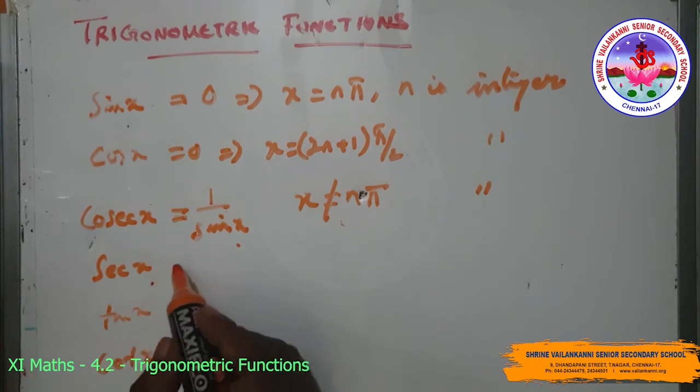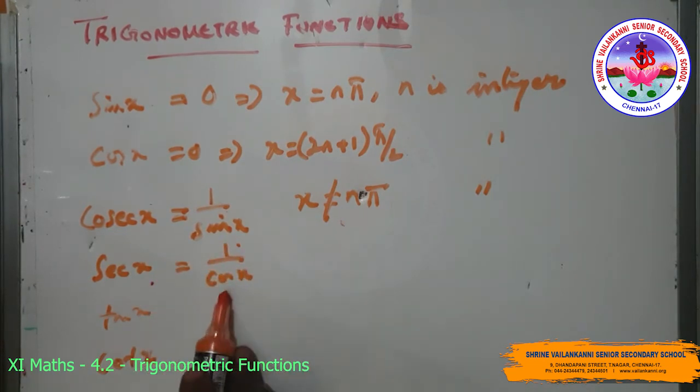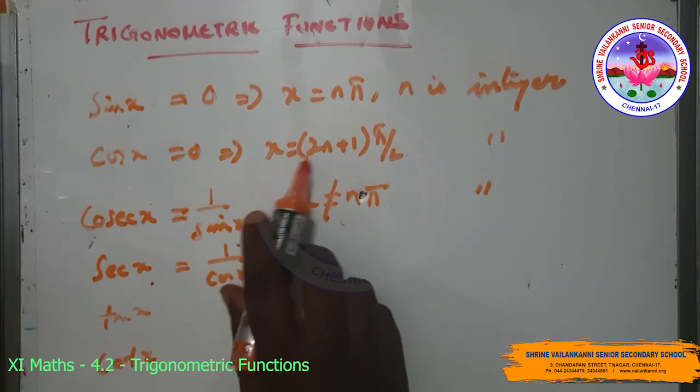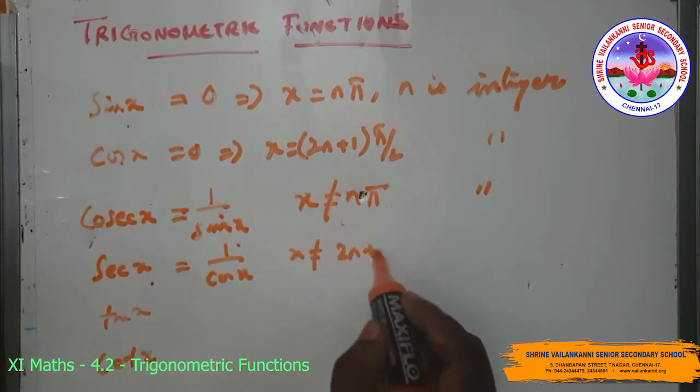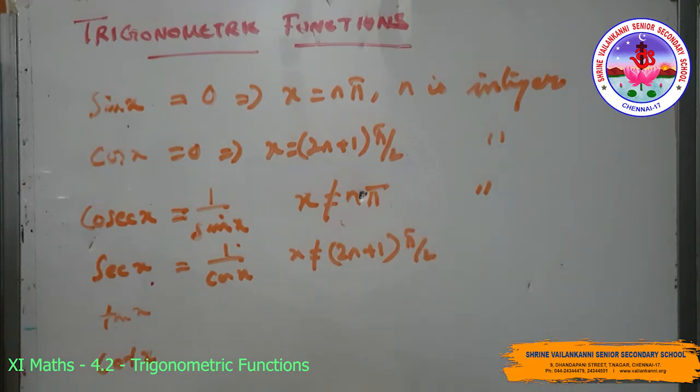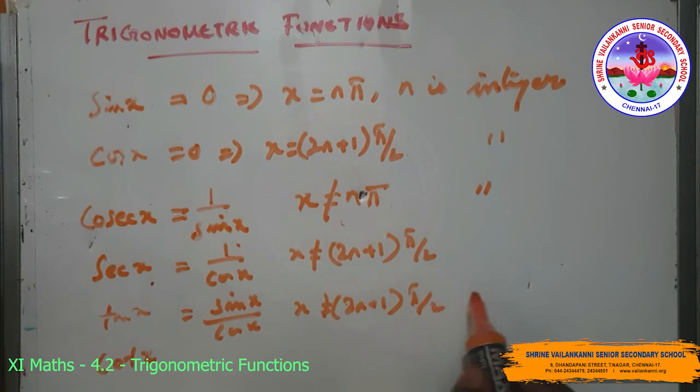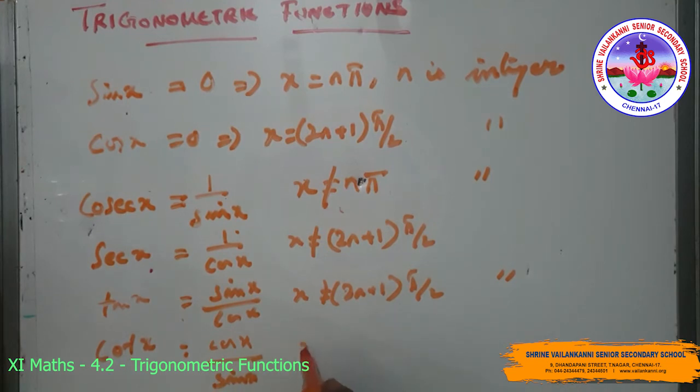Again secant x is 1 by cos x. So cos x should not be equal to 0, that is x is not equal to 2n plus 1 into pi by 2, where n is any integer. And again tan x we can write as sin x by cos x. So cos x should not be equal to 0, that is x is not equal to 2n plus 1 into pi by 2, where n is any integer. Cot x is nothing but 1 by tan x, which is cos x by sin x, in which sin x is not equal to 0, that is x is not equal to n pi, where n is any integer.